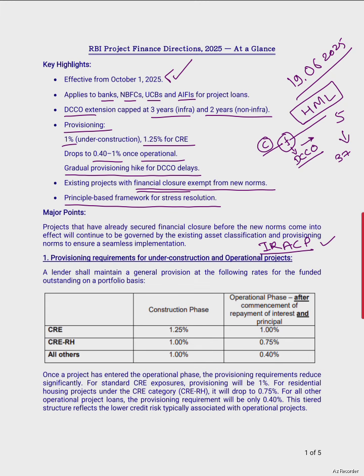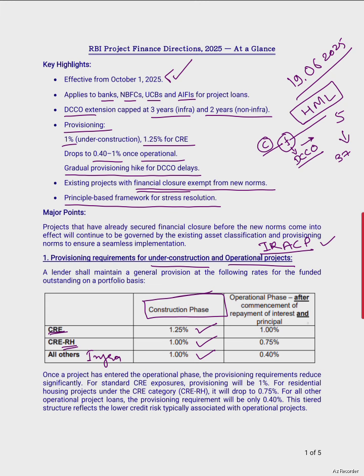So what will be the provisioning requirement for under construction and operational projects? Under construction means the period till DCCO is achieved, when the project is still being constructed. So that is the construction phase. For commercial real estate, it's 1.25% of the outstanding loan amount. For commercial real estate residential housing, where residential housing is being built, it will be 1%. For all other infra projects, it will be 1%. What was the provisioning earlier? That also we will discuss.